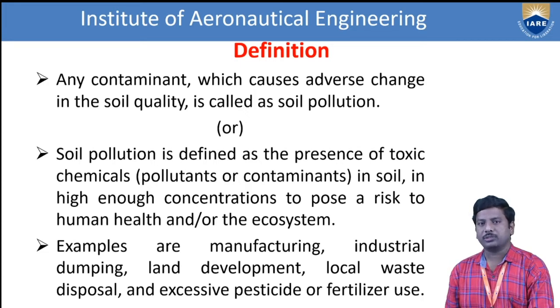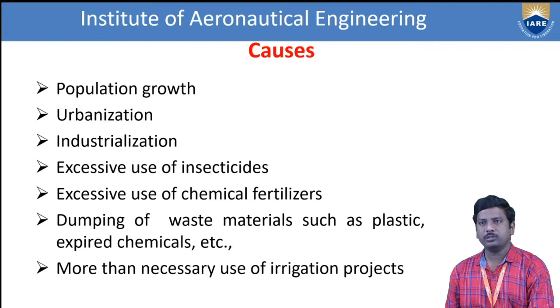What are the examples that come under the category of soil pollution? Especially manufacturing, industrial dumping, land development, local waste disposal, and excessive pesticide or fertilizer use. These are examples of soil pollution. So, what are the causes of soil pollution? Now, let us see the causes of soil pollution.